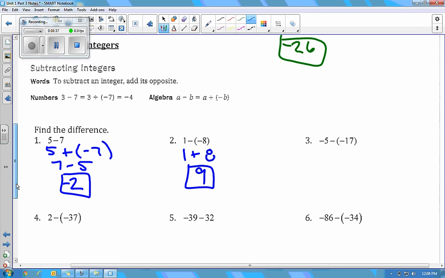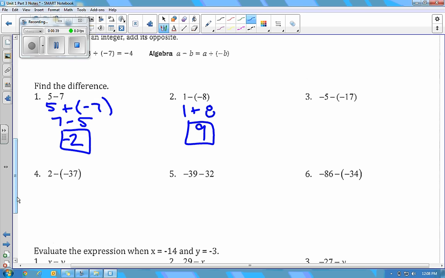I'm going to let you guys do number... Actually, I'm going to do number 3 and then let you guys go. Okay, so I have -5. Subtraction becomes addition. I need the opposite of -17, which is +17. Opposite signs, so I subtract bigger one minus the small one, which is 12. Take the sign of the bigger one, which is positive.